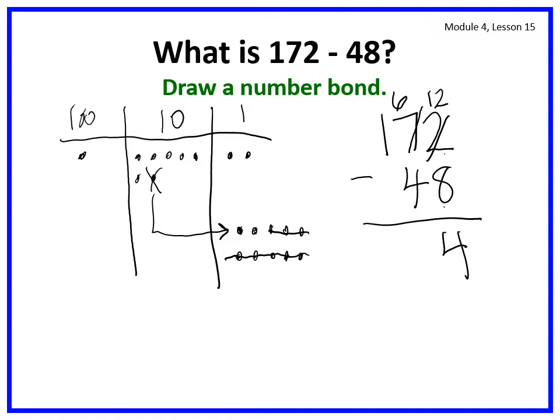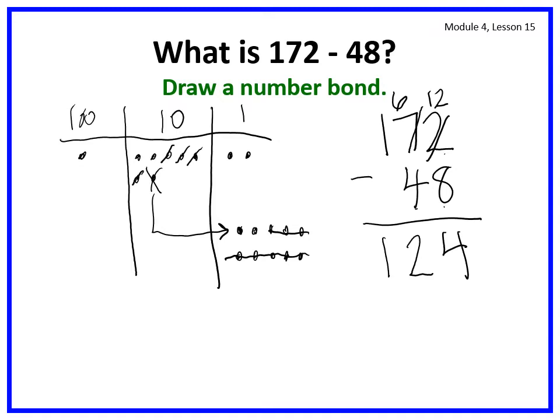Now I need to subtract 4 tens. 1, 2, 3, 4. When I subtract 4 tens, I'm left with 2. Then do I need to take anything away from the hundreds? No. So now I have 124. So that is the missing part to our whole 172.